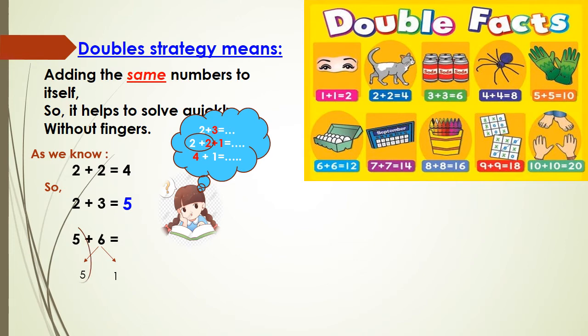Then we have 5 and 5. 5 and 5 are doubles. 5 plus 5 equals what? 5 plus 5 equals 10. 10 plus 1 equals 11. So now we can calculate addition problems using double strategy that will help me to calculate faster and easier.